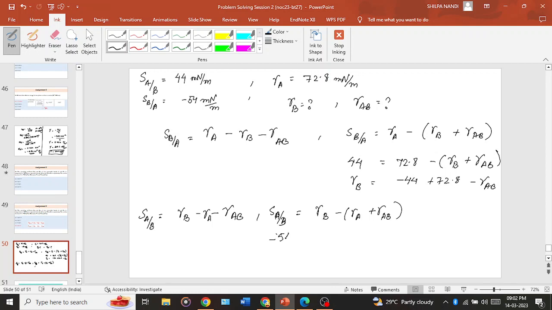I get minus 54 is equal to gamma B minus 72.8 plus gamma AB. So again I can take gamma B as the common one and I can rewrite the equation as minus 54 plus 72.8 plus gamma AB. Quite right, is it or not? Is everything right here?